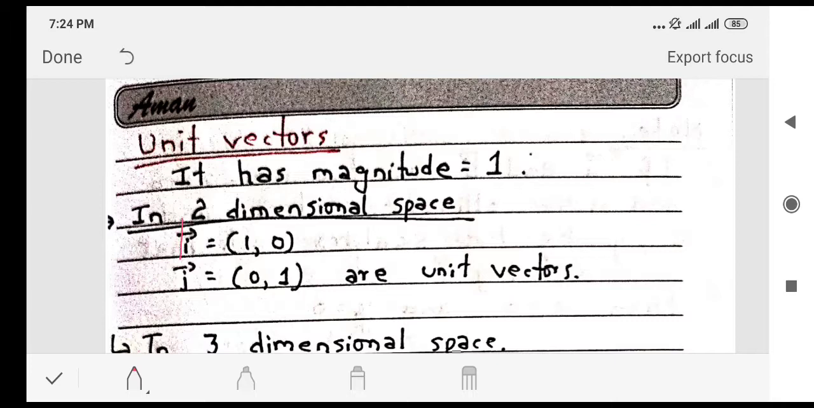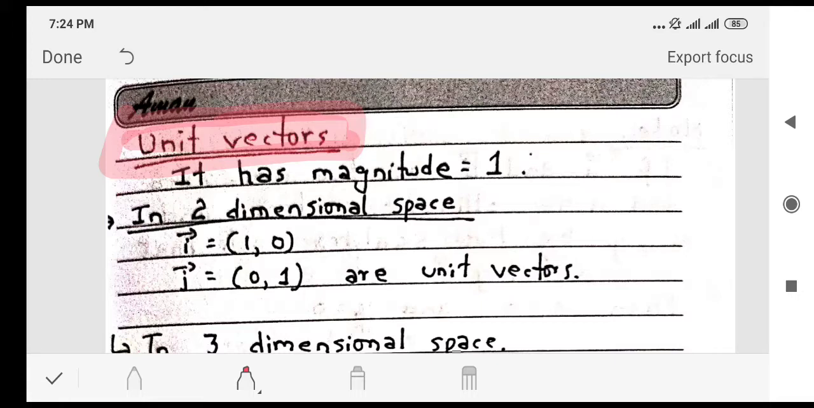Okay, so let's start. Now we are going to discuss unit vectors. So what type of vectors are called unit vectors? First of all, you should be clear about that. We have defined it previously also. Unit vectors are those vectors whose magnitude is equal to 1. Having magnitude 1, that type of vectors are called unit vectors.